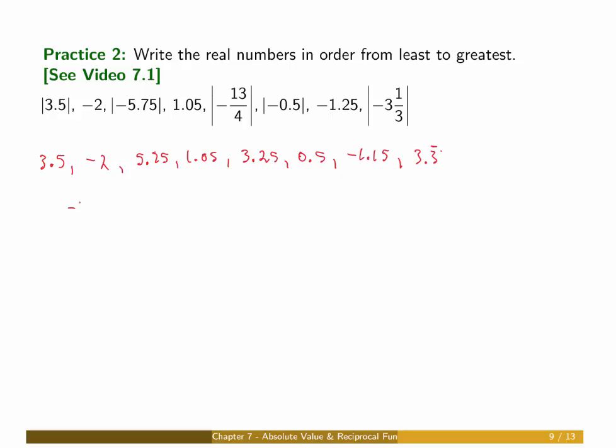So we're going to start with negative 3.3 repeated. I'm just going to cross them out so we can see what we're doing here. Then we're going to have negative 2, then negative 1.15. Then we're going to have 0.5, and then we have 1.05, and we have 3.25, 3.5, and 5.75. Okay, now we can stop there.